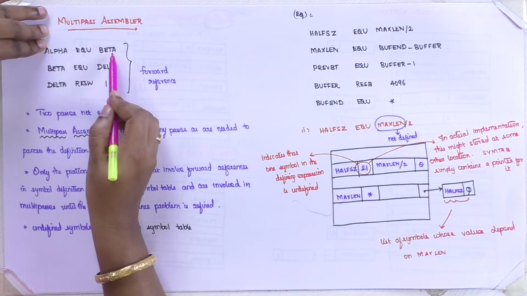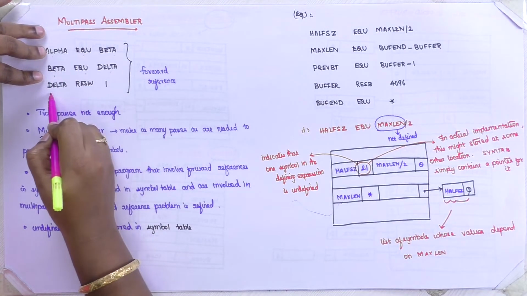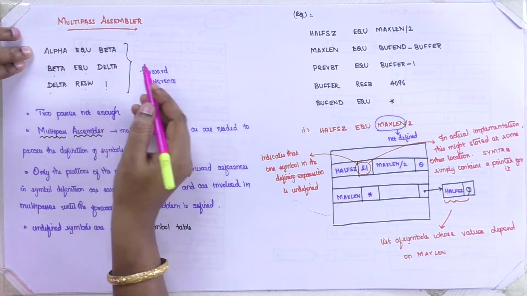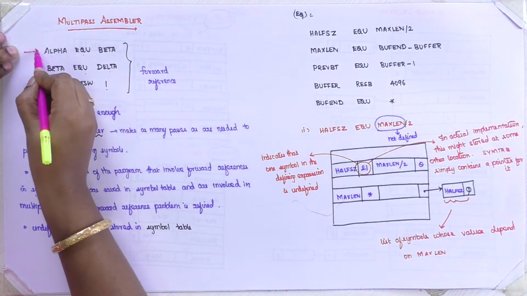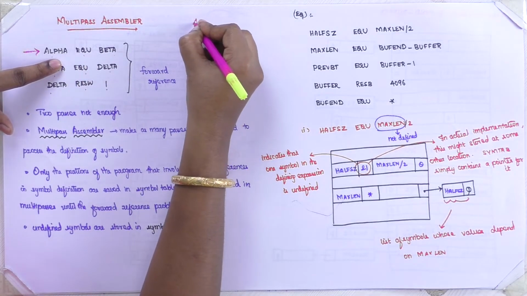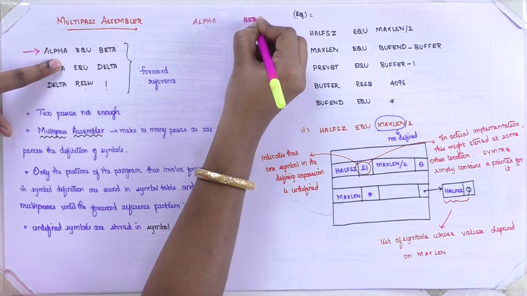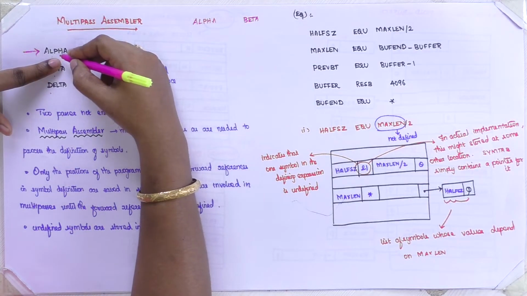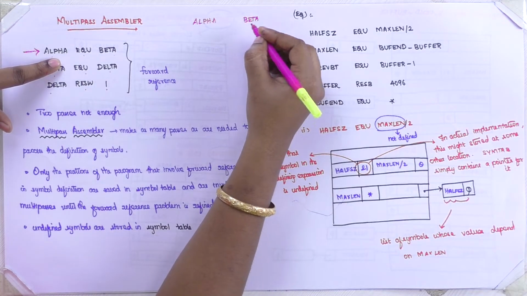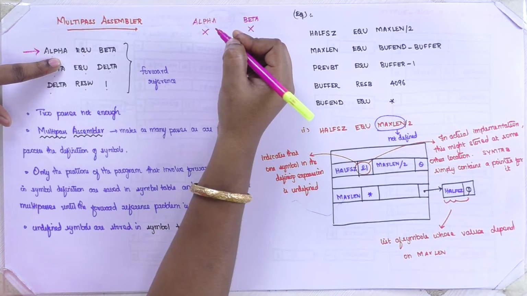Alpha EQ beta, beta EQ delta, delta RESW 1. See now, the first scan, I am reading this instruction, alpha EQ beta. We are having two symbols, alpha and beta. So what is the value of alpha? Alpha is equal to beta. Do we know the value of beta? No, we don't know the value of beta. So we don't know the value of alpha also.